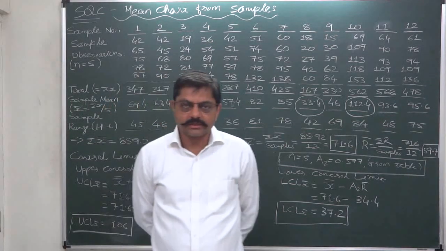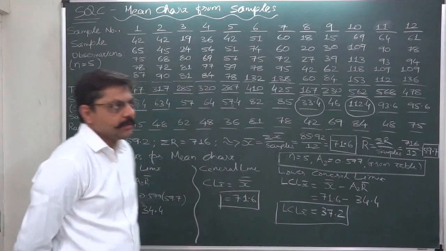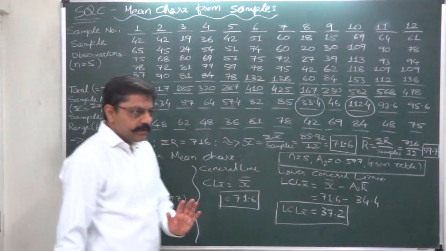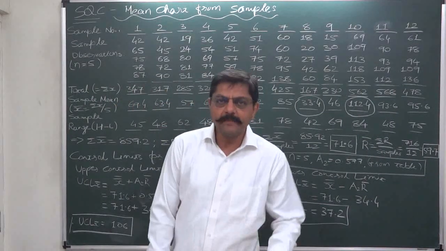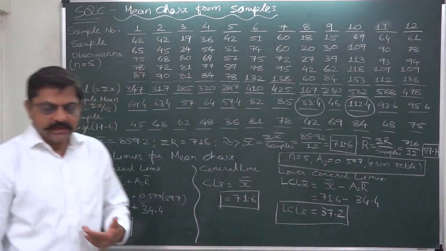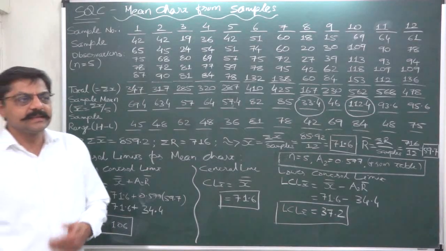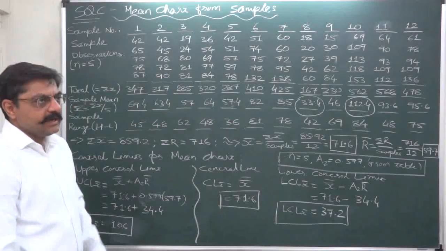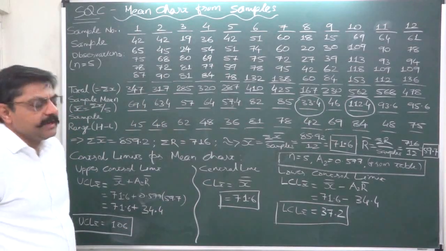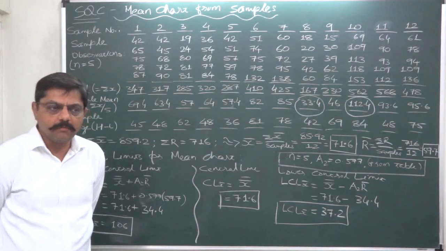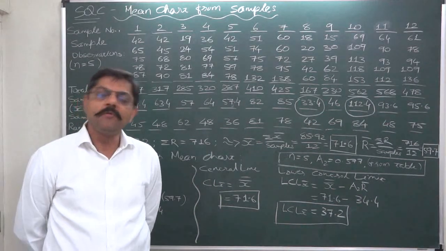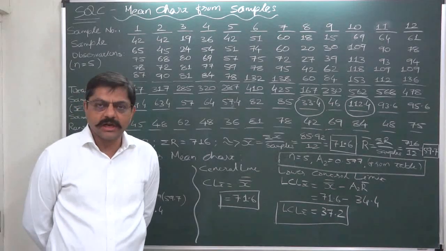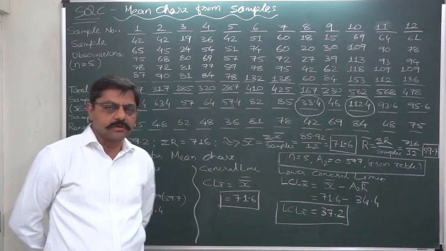In the last two lectures we tried to learn how to construct a mean chart and a range chart from the information about sample means and sample ranges. That means in that case sample means and sample ranges were readily available. Now, as I said, we have a very interesting case. In this case we have been given the information about 12 samples from which we need to construct a mean chart and a range chart and draw our conclusion.